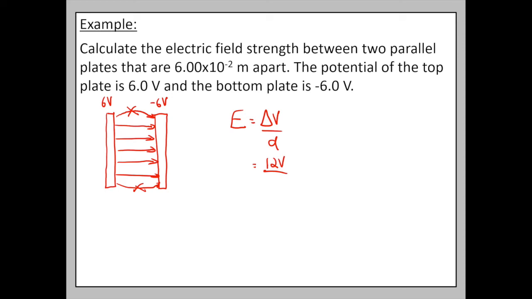And we have our distance, that's 6 times 10 to the -2 meters. And that's going to give us an overall field strength of 200 newtons per coulomb. Now, an important thing to recognize is sometimes they give you the distance of the plates in meters, and sometimes they don't. Remember that we're dealing with SI units here, which means you absolutely have to have things in terms of meters, in terms of seconds, in terms of kilograms, if the mass is necessary.